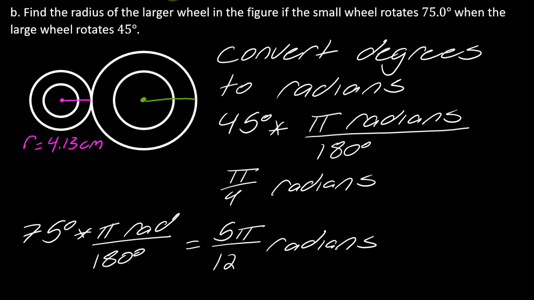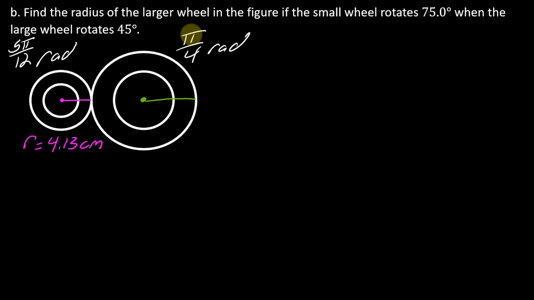Okay, so very important that you label this right. I actually did this problem earlier and then I realized I did not label them right and it threw the whole thing off. Okay, so remember, the small wheel rotates 75 degrees, the large wheel rotates 45 degrees. So let me place these in the appropriate spot. The pi over 4 goes with the large wheel, and the 5 pi over 12 goes with the small wheel.